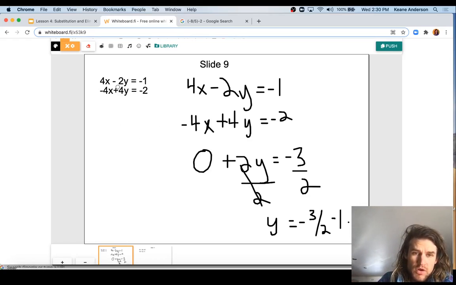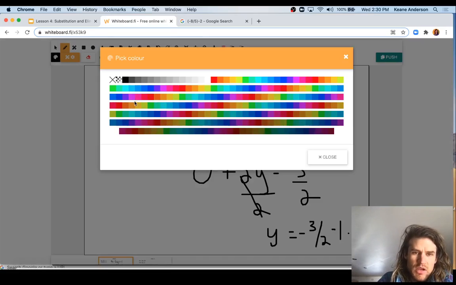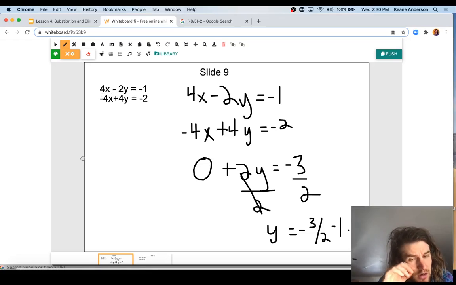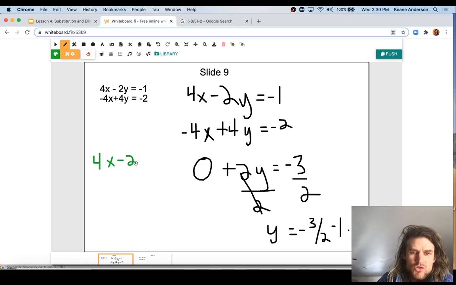Okay, so onward and forward here. Now let's grab a different color as we compute our x value. Maybe that's going to be a little bit too light. Let's try this one. So now again, we can pick either of these two equations. So let's say 4x minus 2y equals negative 1, and we know that y equals negative 1.5. So in this case, we're going to have 4x, and I'm going to do a quick substitution here. I'm going to put negative 1.5 in for y, and this is going to become plus 3.